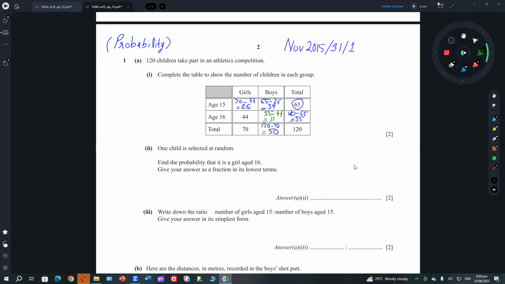Wait, sir, wouldn't it be 44? Because it's girls. Girls are 44 now. Are you saying 44 or 42? No, I'm saying 44. Okay, then 44 is the right choice. And the grand total of the whole group, the grand total, the whole total is 120. Then solve it. Okay.